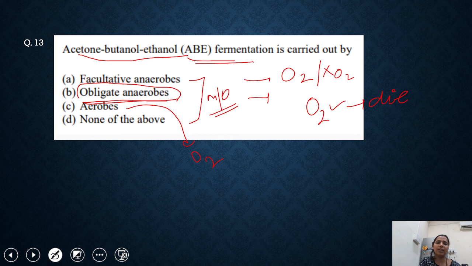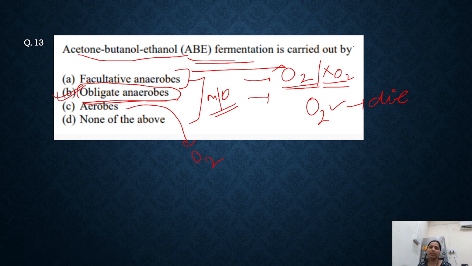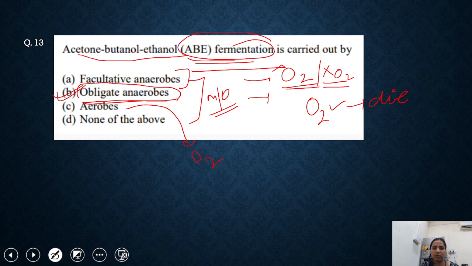So for this, obligate anaerobes are used, because facultative anaerobes can survive in both conditions, in the presence of oxygen too and in the absence of oxygen too. But this ABE fermentation is carried out in the absence of oxygen. So for this, obligate anaerobes are used. So for this question, answer is B.